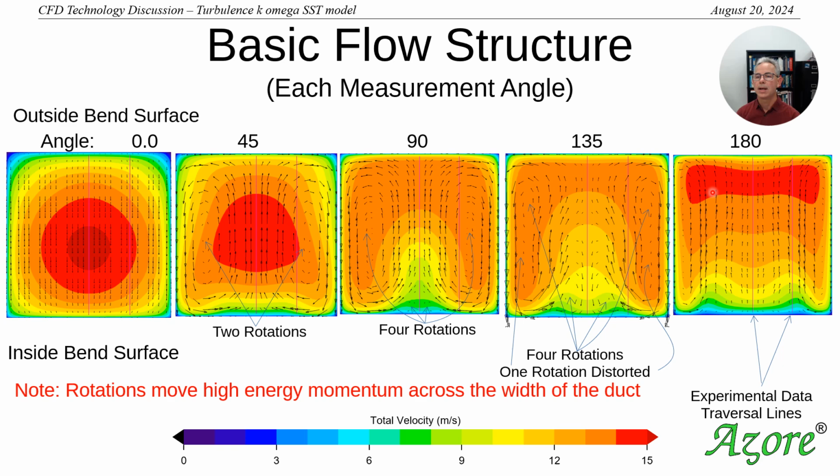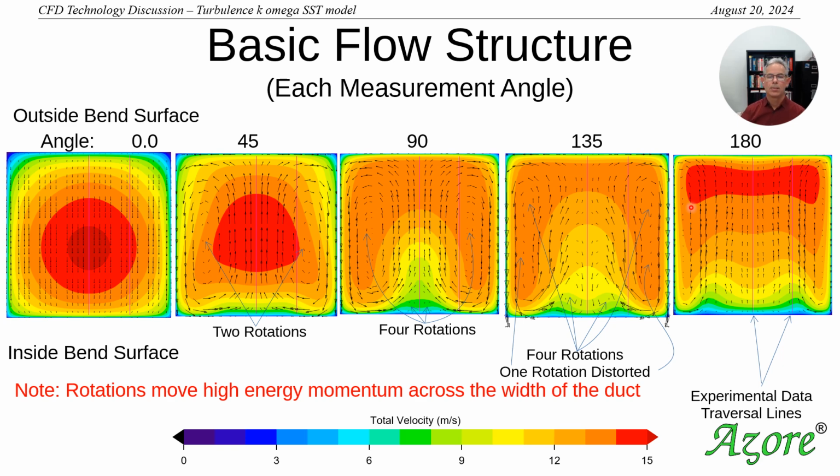And then at the 180-degree mark, all of these secondary flow structures begin to die out because we don't have the inertia of the fluid being thrown to the outside of the bend now, so it's just dying out, and we just have a weak portion of those secondary flow structures.